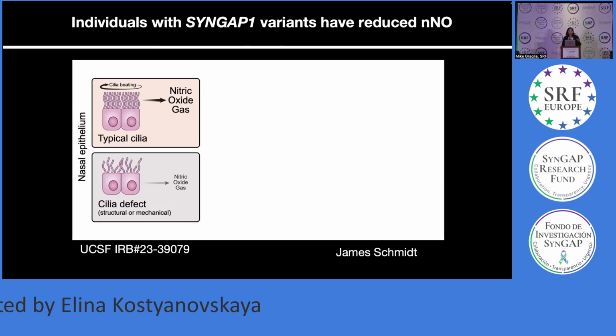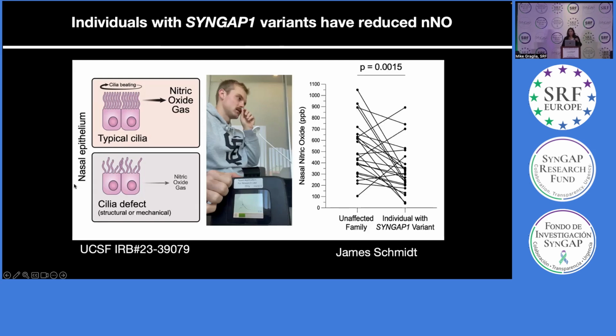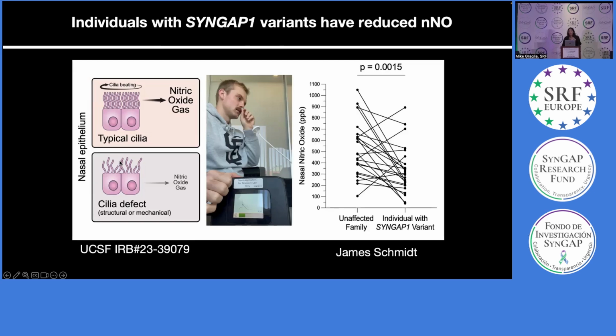So we went out, we bought a nasal nitric oxide machine, which is a 30-second non-invasive test, and we had James administer it. And we actually presented this largely at this conference last year. And we found that nasal nitric oxide levels of 24 patients with de novo variants in SYNGAP1 had significantly lower levels of nasal nitric oxide compared to unaffected family members. And this is consistent with SYNGAP1 having a ciliary contribution.